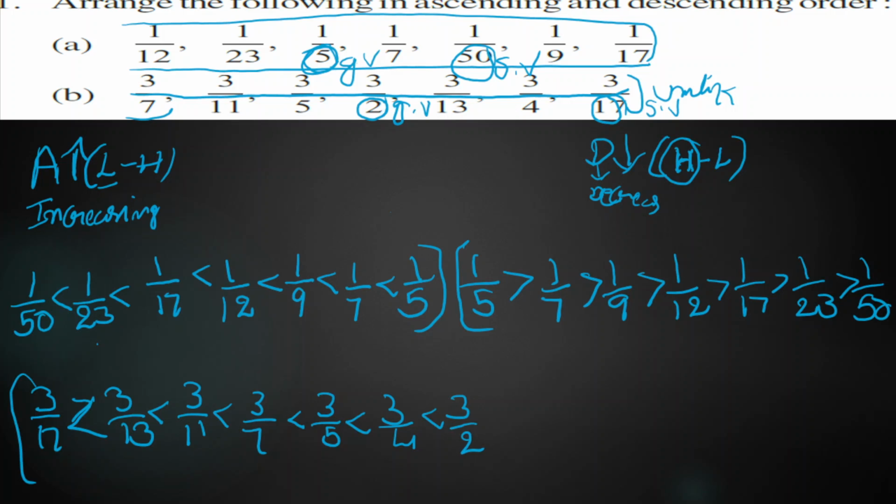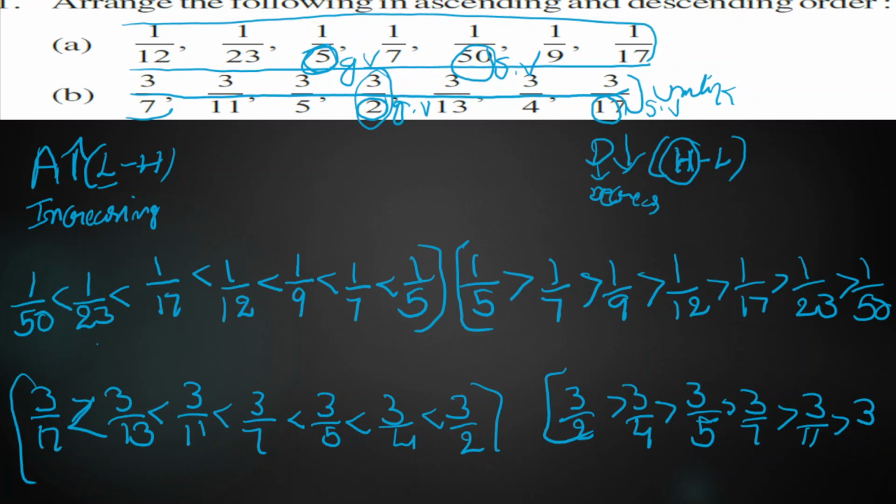And this is the ascending order, and let's start with the descending order here. In descending order, we'll start with the greater value. Here the greater value is 3 by 2. 3 by 2 becomes the greater value because it has the smaller denominator. So this 3 by 2 is greater than 3 by 4, and 3 by 4 is greater than 3 by 5, and 3 by 5 is greater than 3 by 7. This 3 by 7 is greater than 3 by 11, and it is greater than 3 by 13, and it is greater than 3 by 17. So this is about like fractions.